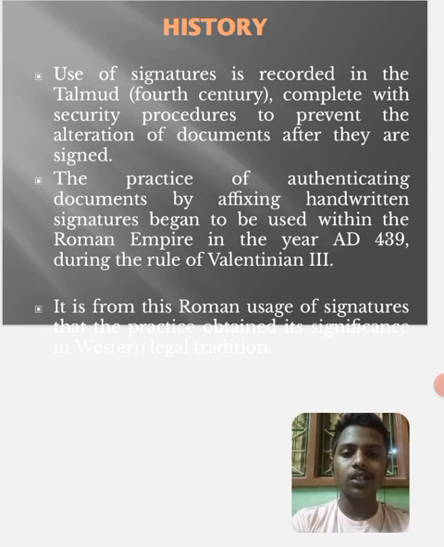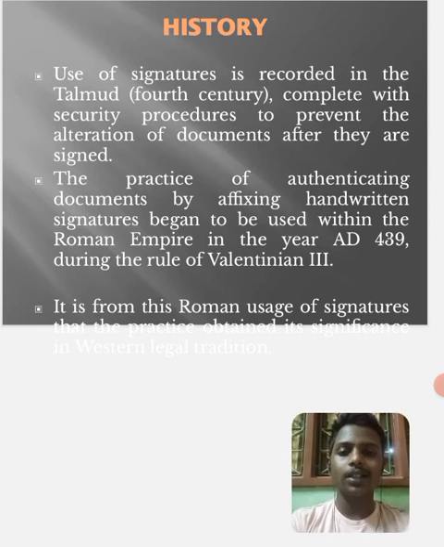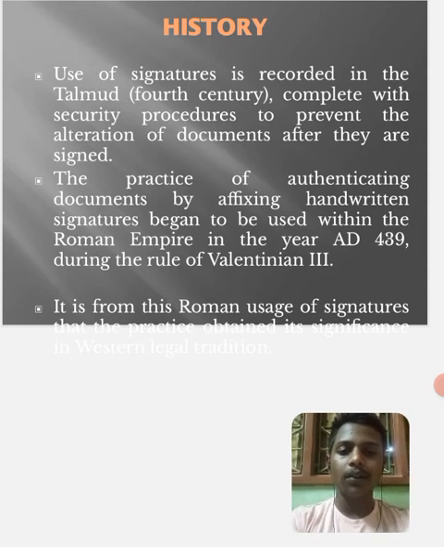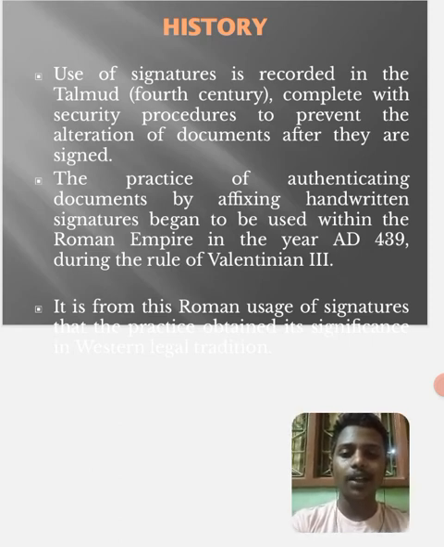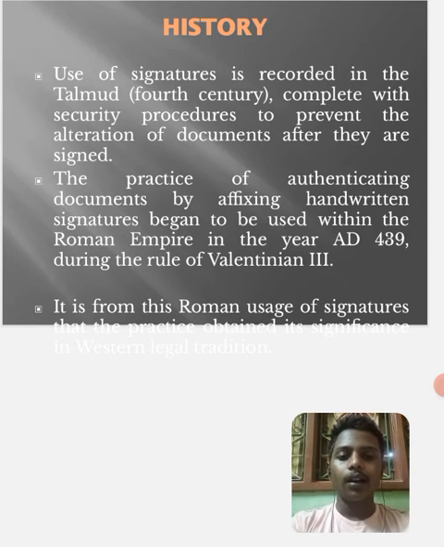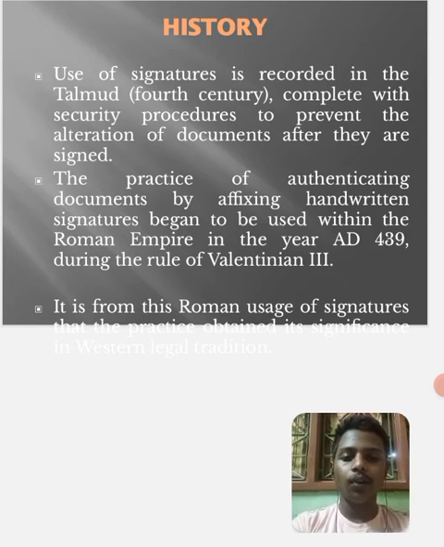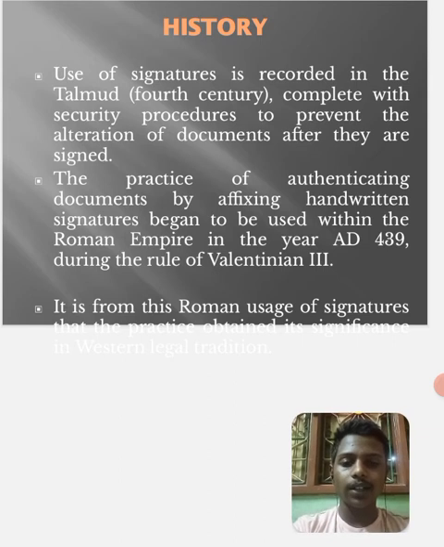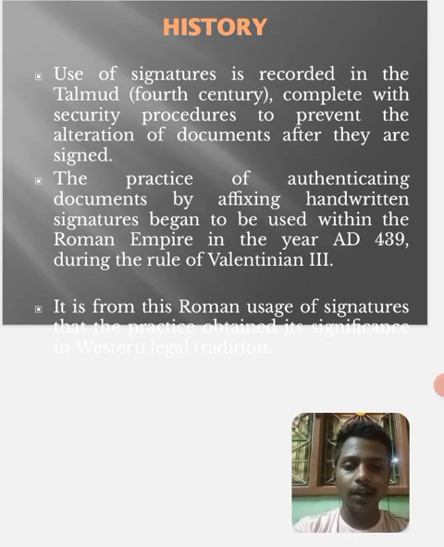And we see about the history. Use of digital signature is recorded in the Talmud, in the 4th century, complete with the security procedures to prevent the alteration of documents after they are signed. The practice of authenticating documents by affixing a handwritten signature began to be used with the Roman Empire in the year AD 439, during the rule of Valentinian III. It is from the Roman usage of signature that the practice obtained its significance.